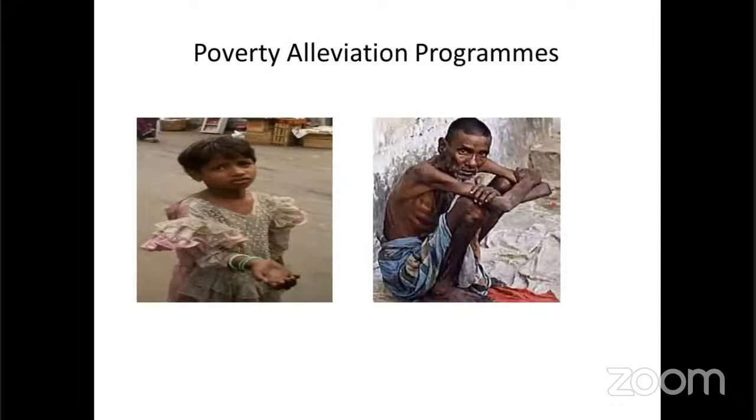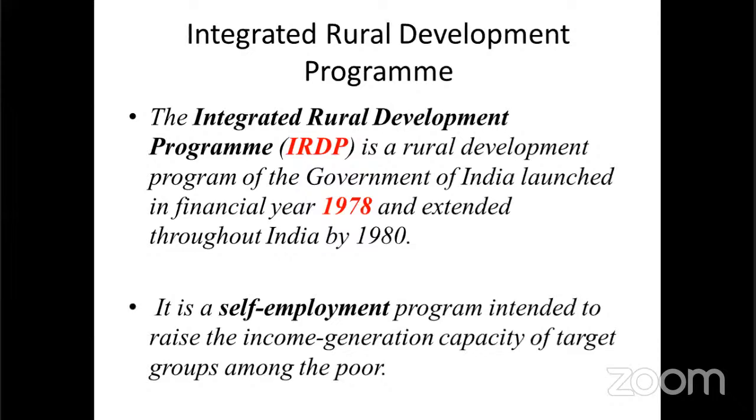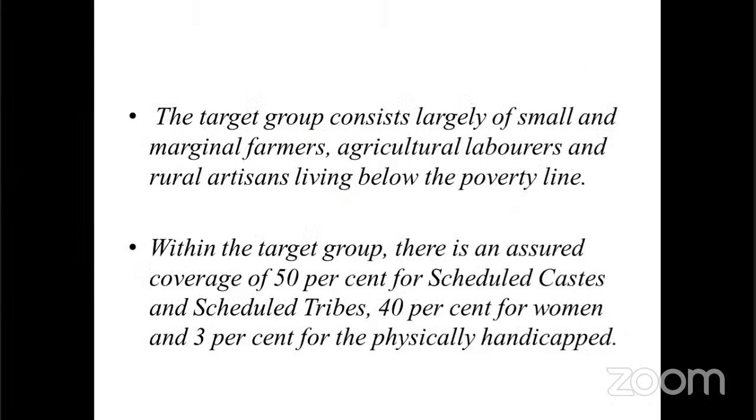Poverty alleviation programs. Let's see. Integrated Rural Development is a rural development program which was launched in the financial year 1978 and extended to 1980, because it is family-based and integrated. It is a self-employment program for income generation among the rural poor. The main target group of the IRDP is small and marginal farmers, agricultural laborers, rural artisans, and people below the poverty line.